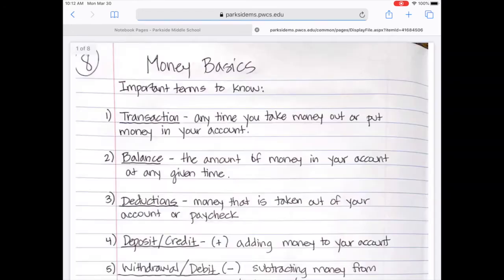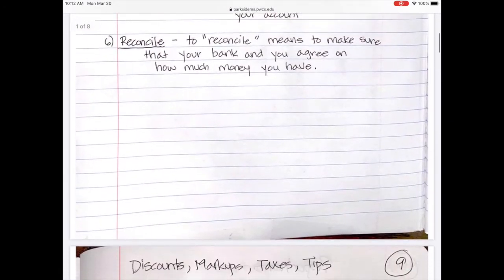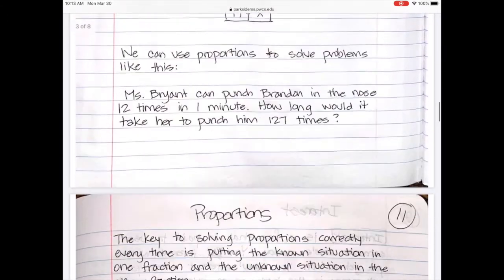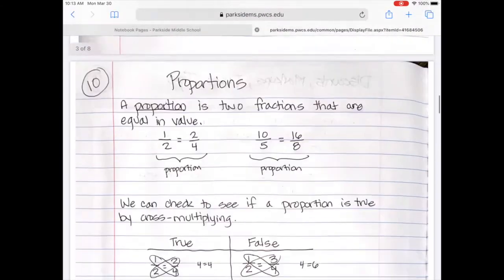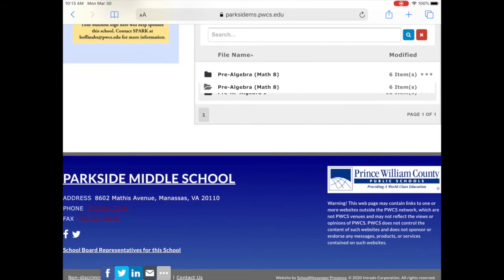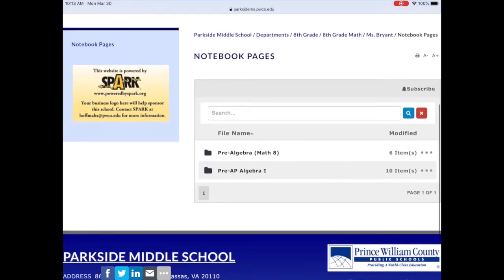Here's Unit 2, and you can find everything that you need to know, all the notes that we had with practice problems in the notebooks, okay? So you never have to say, I don't have my notebook, I can't remember how to do this. If I click on pre-algebra again, it'll close that folder. Oh, that's interesting, there we go.